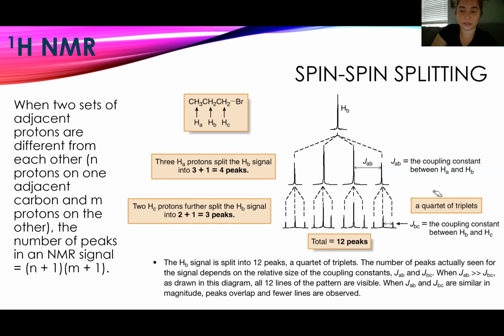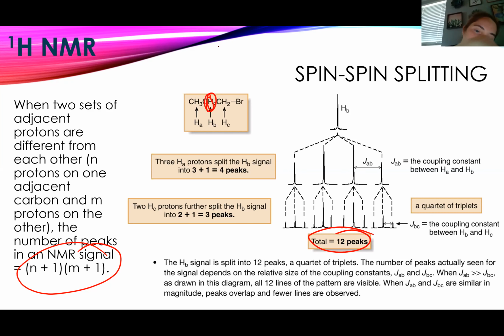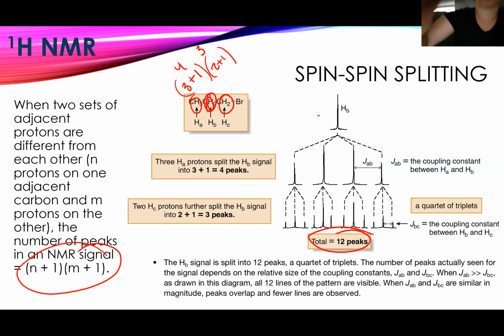Mostly, I want you to be able to understand when you see something like this, why in the world that would happen. I also want you to know that it's 12 peaks, because whether it's a quartet of triplets or a triplet of quartets, it's still 12 peaks, and that's calculated in this way. Remember, we're talking about HB here. 3 plus 1 from this guy times 2 plus 1 from this guy. So that comes out to 4 times 3, which is how we get to 12 peaks.